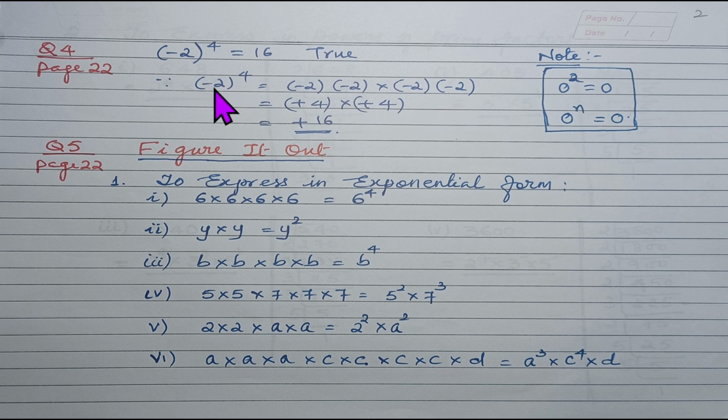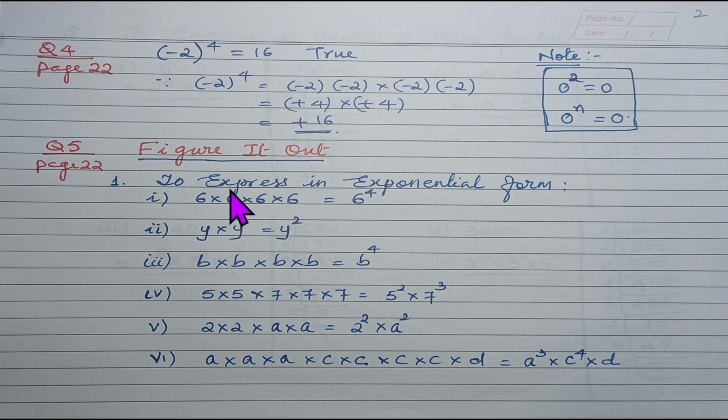Or else you can even say minus 2 raised to 4 is minus 2, minus 2, minus 2, minus 2, 4 times, and therefore minus into minus is plus, plus into minus is minus, minus into minus is plus, or minus into minus is plus, 2 into 2 is 4, minus into minus is plus, 2 into 2 is 4, plus into plus is plus, 4 into 4 is 16. So that is also a way of understanding the sign multiplication. Now question number 5, that is page number 22. It is a group of questions, figure it out.